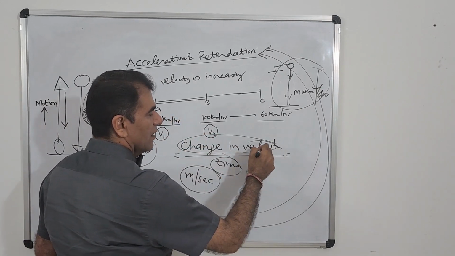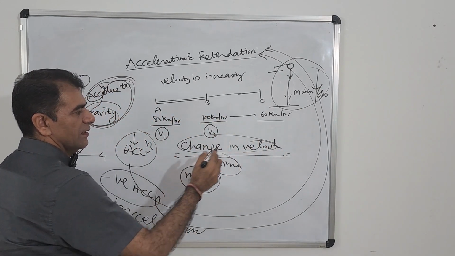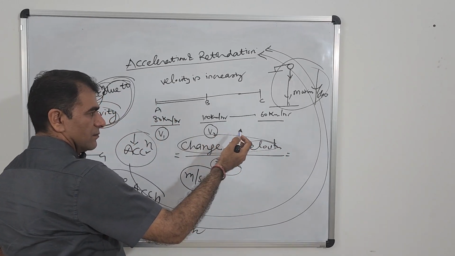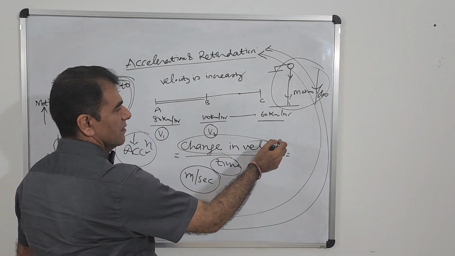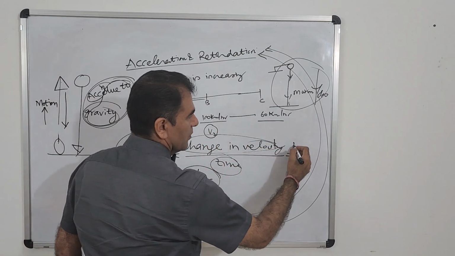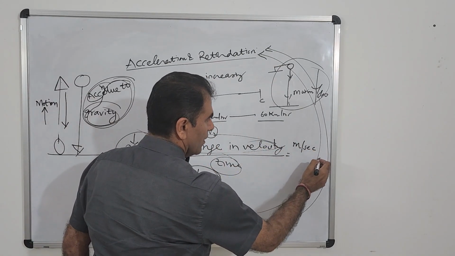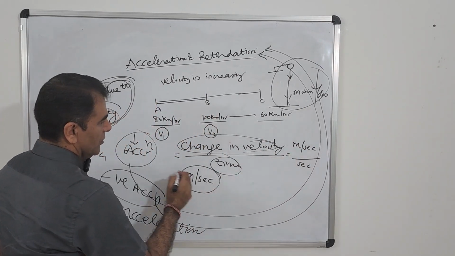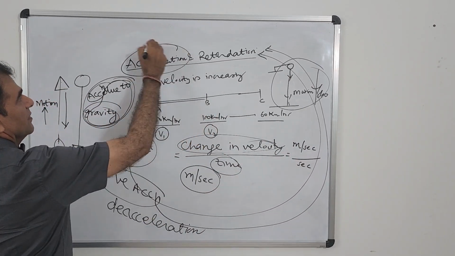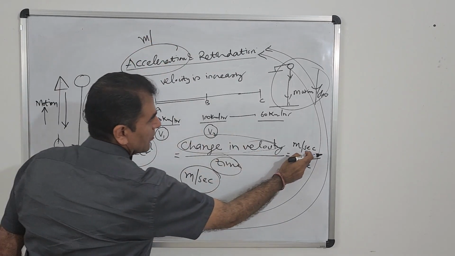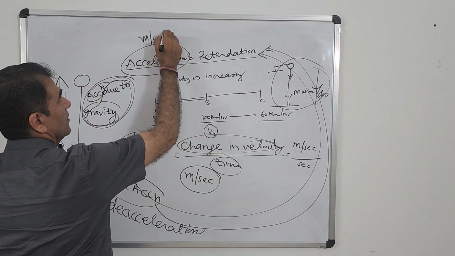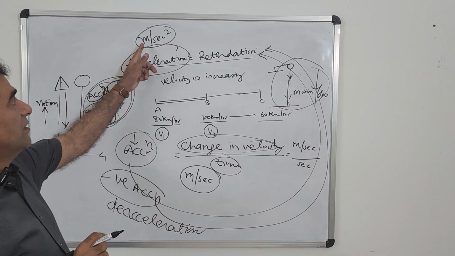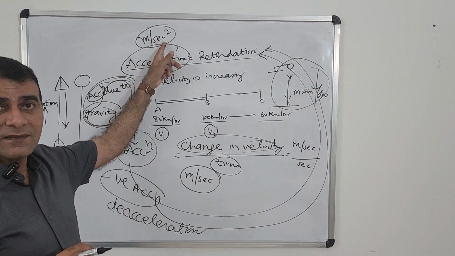What is the basic unit of velocity? Meter per second, right? Okay. What is the unit of time? Second. So the unit of acceleration will be meter per second into second, second square. So just remember that the unit of acceleration is meter per second square.